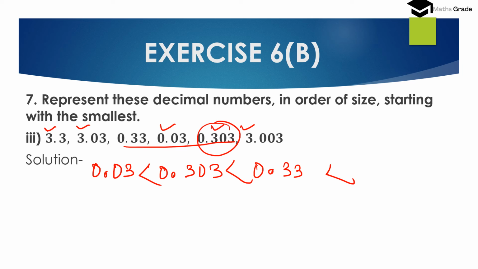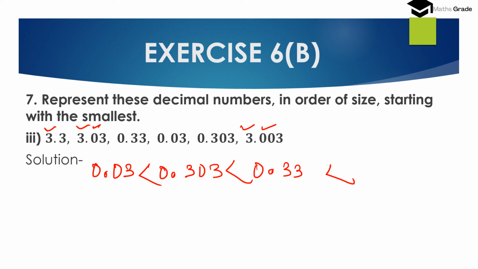Now all the decimals with whole number 0 are done. Now compare these three decimals with the whole number 3. Now 3.3, 3.03 and 3.003. In the 10th place, 3 is in the 10th place. Here 0 is in the 10th place and 0 is in the 10th place.